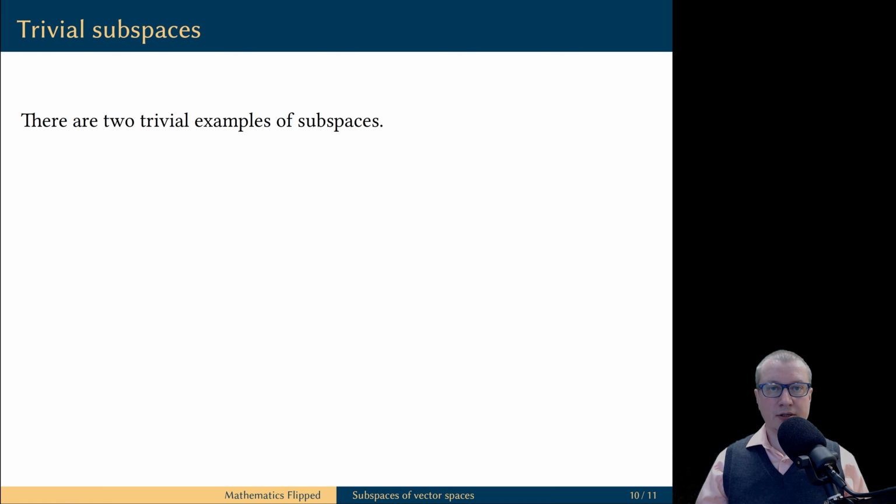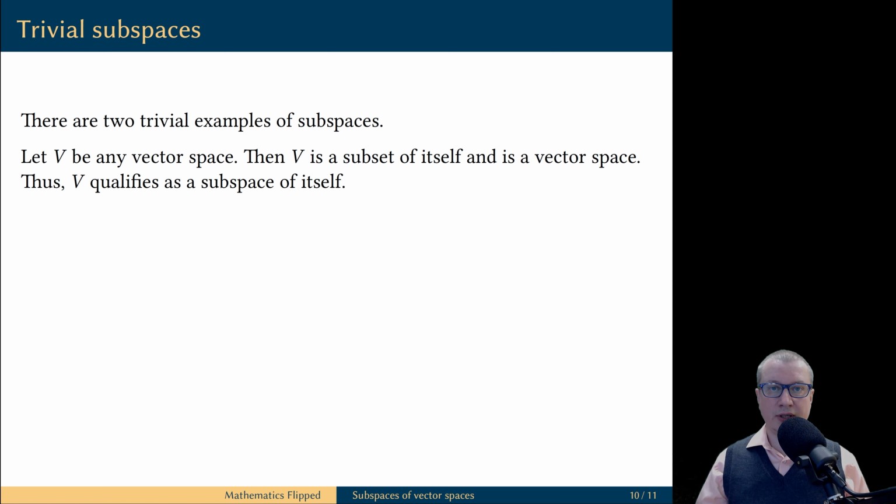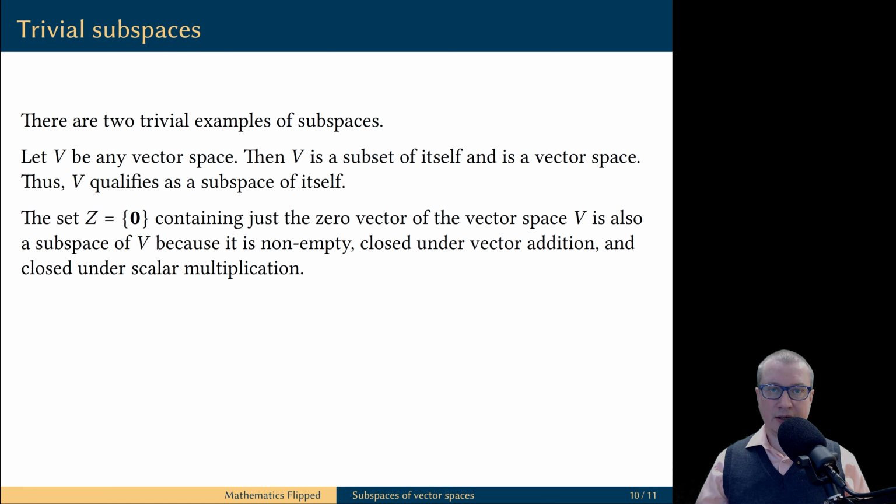It's natural to ask what are the possible subspaces of any given vector space, and we can answer this question partially right now by producing 2 trivial examples of subspaces. The first trivial example is the vector space itself. The second trivial example is a subset which contains only the 0 vector. It is easy to see that this is a subspace by going through the 3-step test for a subspace.